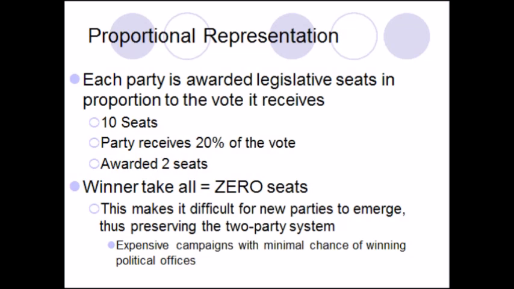An example, there are 10 seats available. A party receives 20% of the vote. You are not voting for candidates, you are voting for that political party. If they receive 20% of the vote, they would be awarded 2 seats. Now in our winner-take-all system, 0 seats would be awarded. This makes it difficult for new parties to emerge, and it preserves the two-party system.